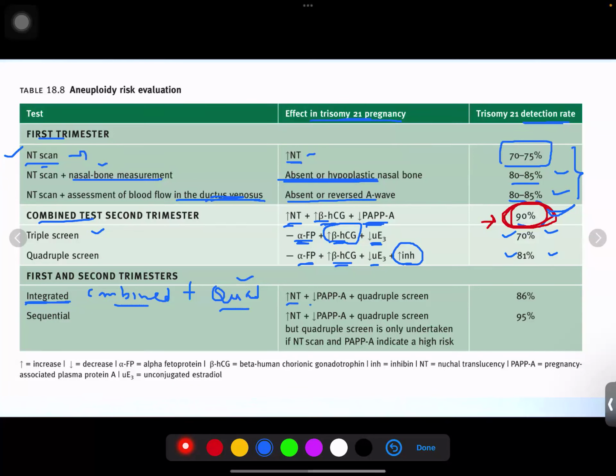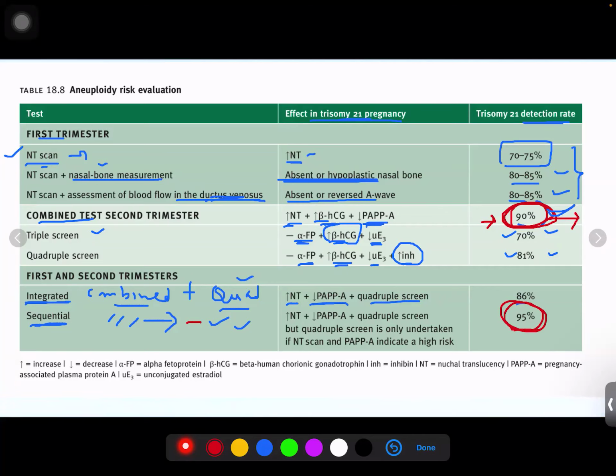So you do anti-PAPP-A in the combined testing, and then you also do quadruple screening. And sequential means that first you do the combined test. If it is raised, then only you will do the quadruple. So this is sequential testing: first you do testing in the first trimester, which is the combined testing, and then you do quadruple testing as well to increase the detection rate. See, the detection rate increases to 95%. What was the detection rate of the combined test? It was 90%. And if after the combined test you also add the quadruple test, then the detection rate is increased to 95%.